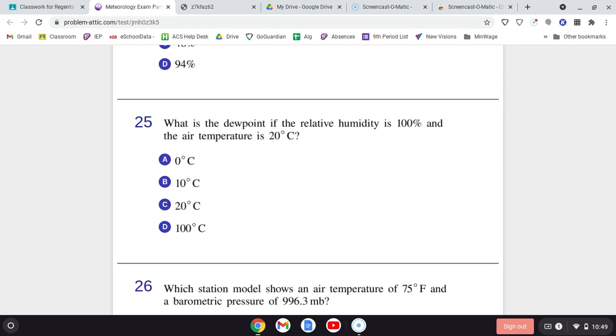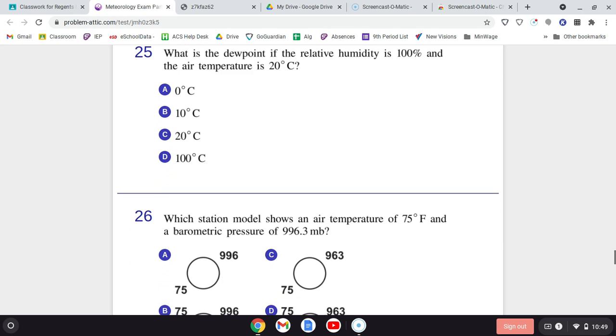Then you take that number and you go up to the next to find the dew point with the same dry bulb number. I know it's a weird thing. It's hard to explain. Just a second for that one. Okay, so for number 25, take away A and B.